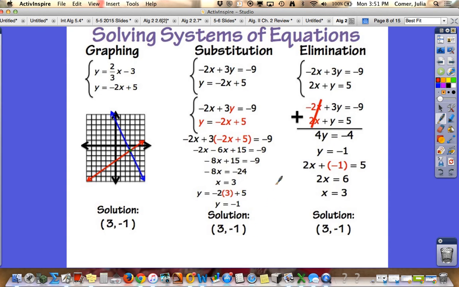So to recap here, we can solve systems of equations by graphing. And again, here's my solution, the ordered pair where they come together. This is what it would look like if we graphed it. If we use a substitution method, we are plugging in one value.